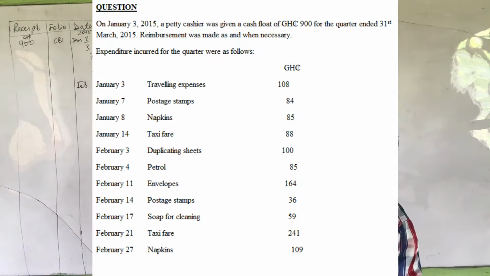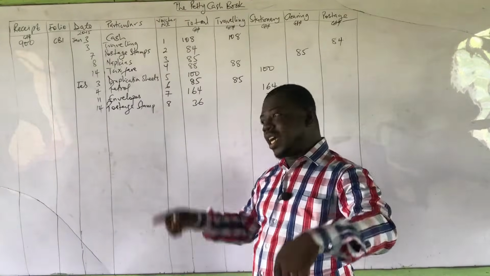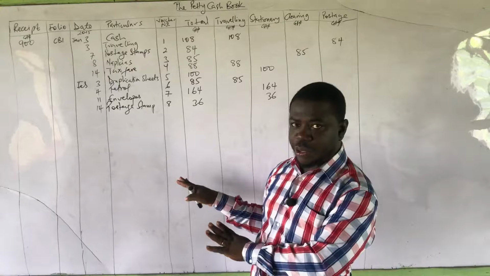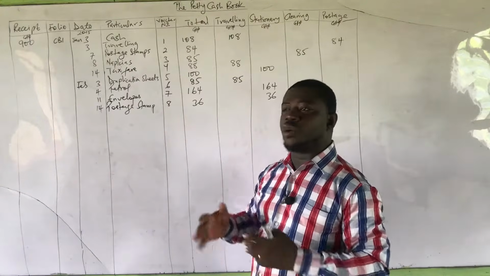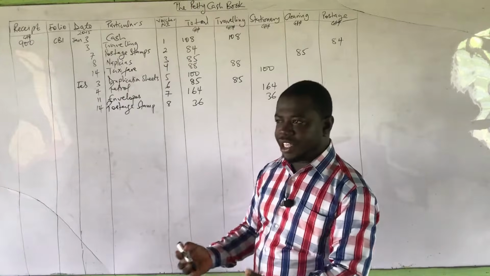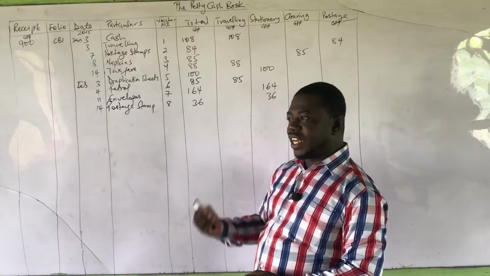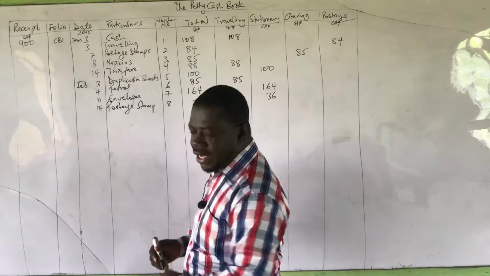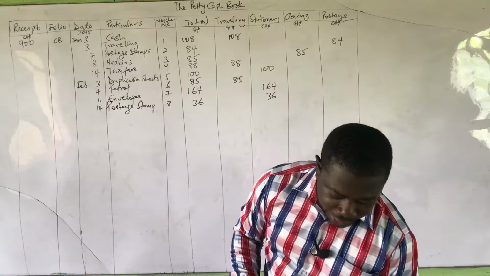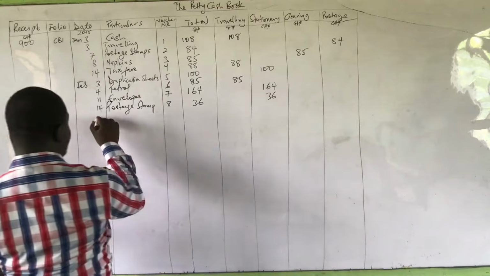But our next expenditure in this case is 59 cedis, which is on the 17th, for cleaning. So 150 can pay, so we still continue spending. So I hope you are getting it. You don't just go for reimbursement because your money is going down. You go for reimbursement because your amount left cannot pay for the next expenditure. That is the meaning. So the next expenditure is 59, and that is soap for cleaning on the 17th.